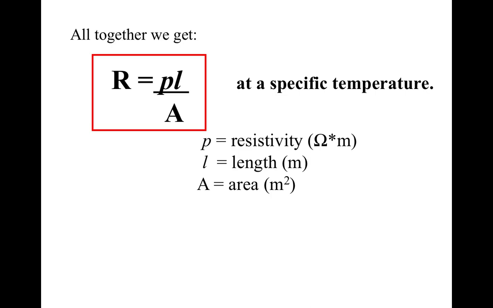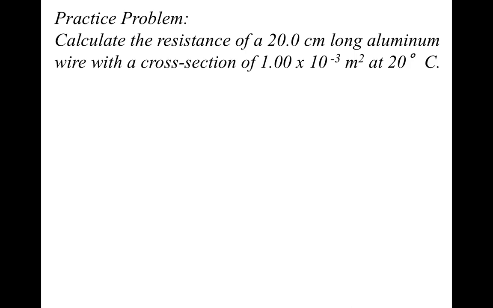Let's look at a practice example. Again, good idea to pause, try it on your own, and then check your work. So we're going to calculate the resistance of a 20 centimeter long aluminum wire with a cross section of 1 times 10 to the negative 3 meters squared. And this is at 20 degrees Celsius. You'll notice all of the resistivities given to you in your reference table are at 20 degrees Celsius. These are the only ones that we will come across.